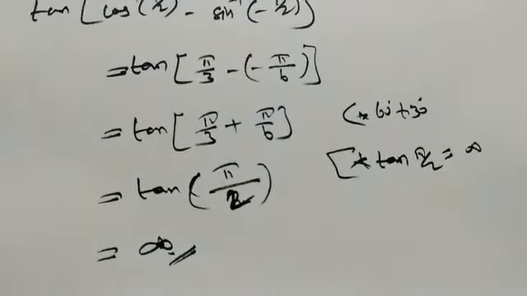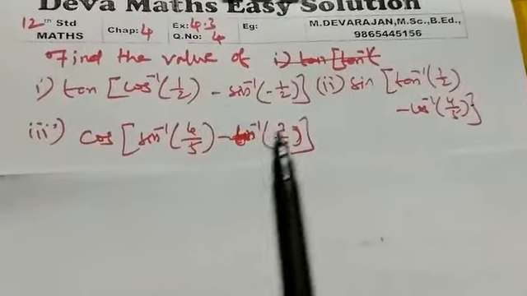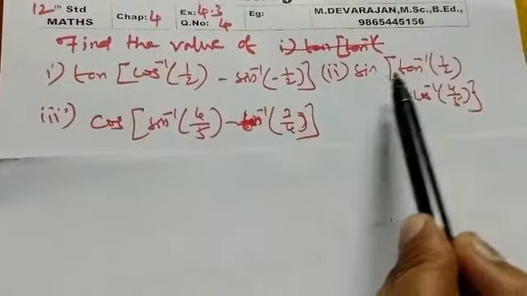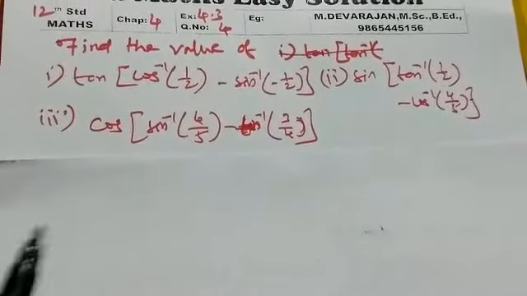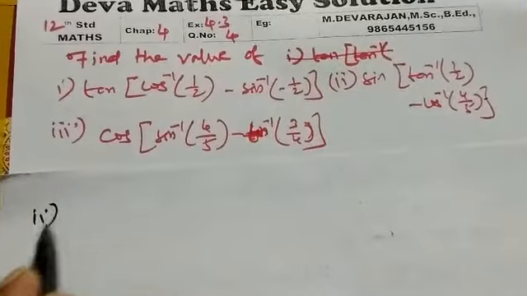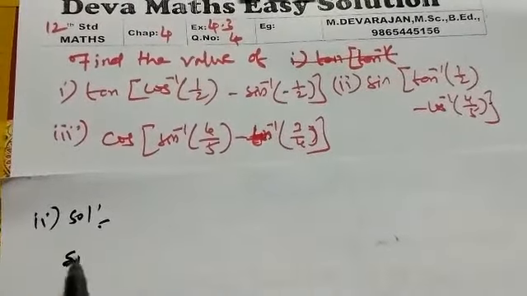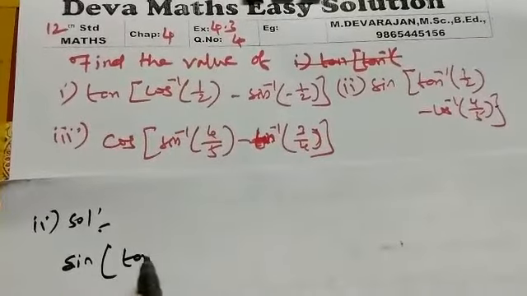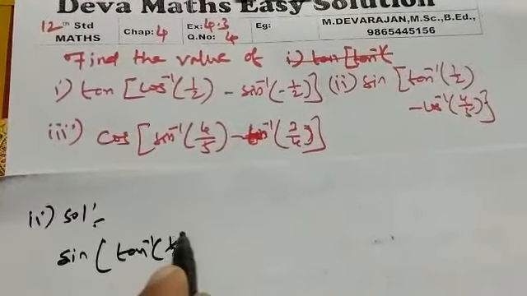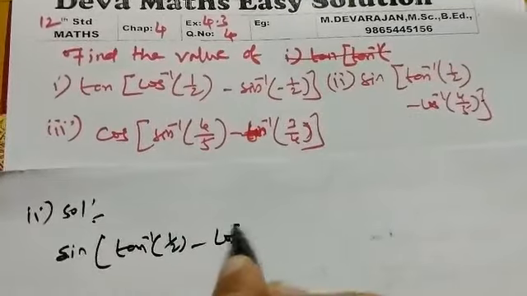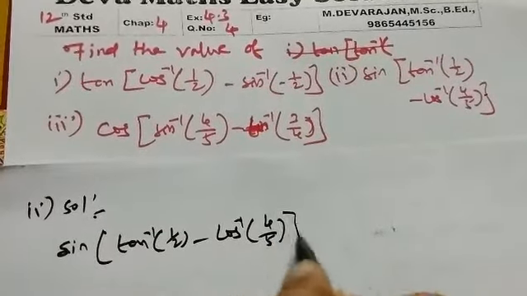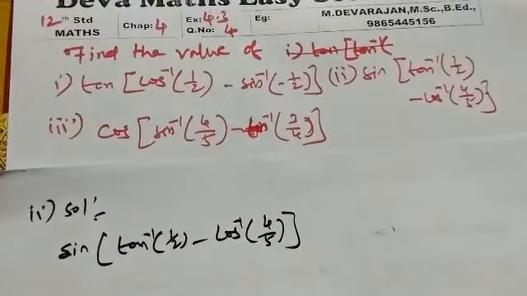Now the second one. Find the value of sin of tan inverse of 1 by 2 minus cos inverse of 4 by 5. First, the given sum: sin of tan inverse of 1 by 2 minus cos inverse of 4 by 5.